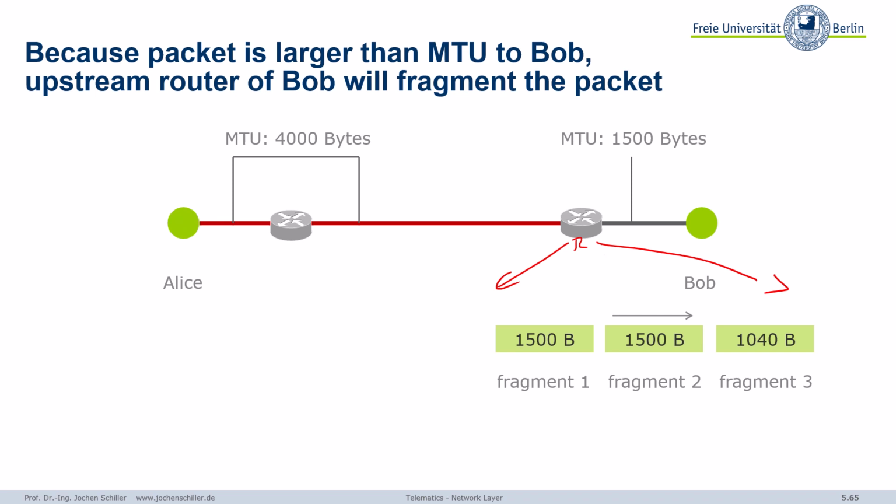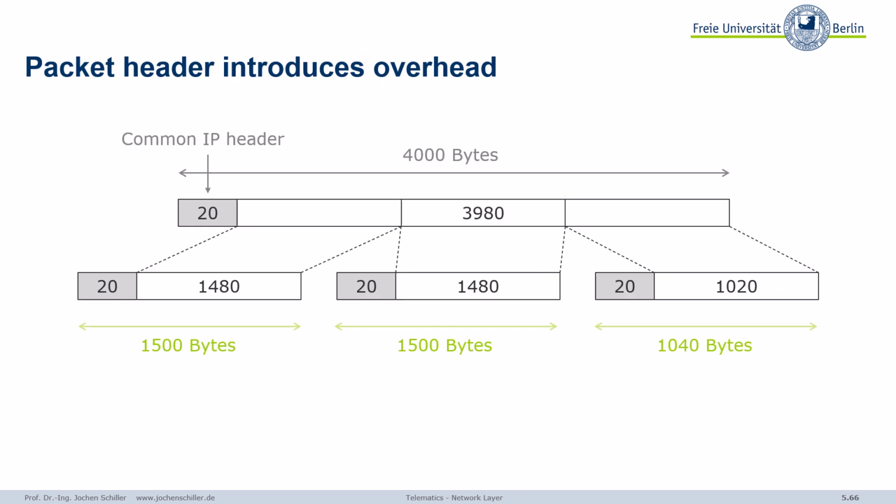So, what happens to our packet? The original packet with a 20 byte IP header and 3980 bytes payload will be fragmented into these 3 fragments. Again, each fragment has a 20 byte header, so you introduce certain overhead, and then the payload or the part of the payload follows.